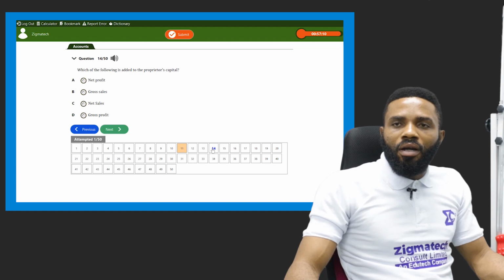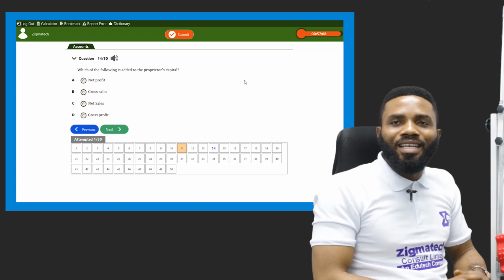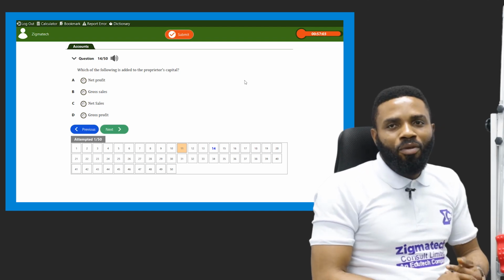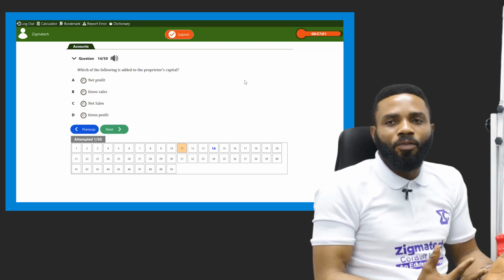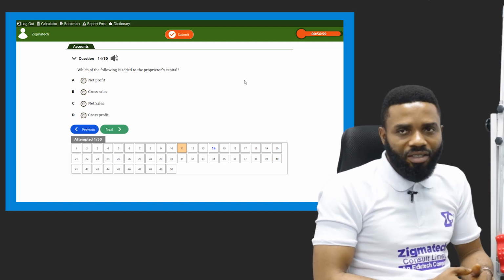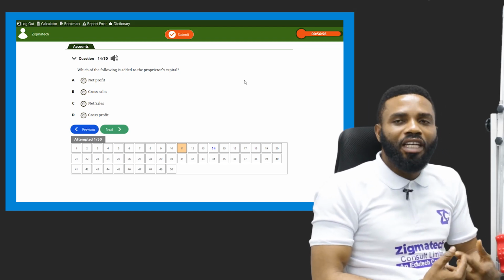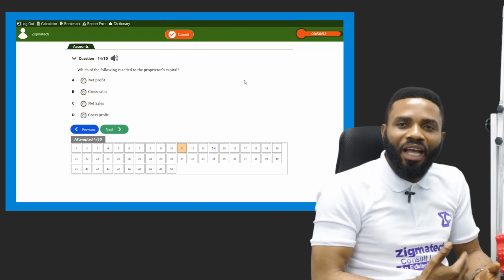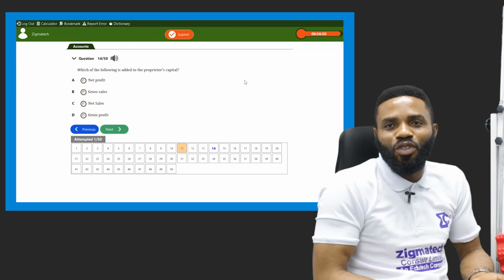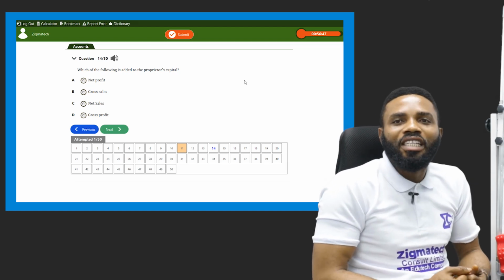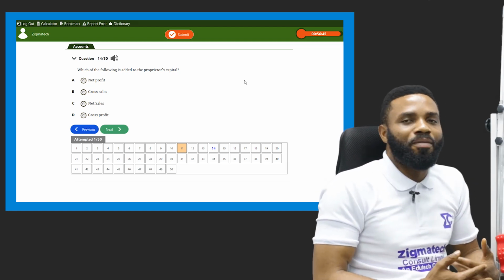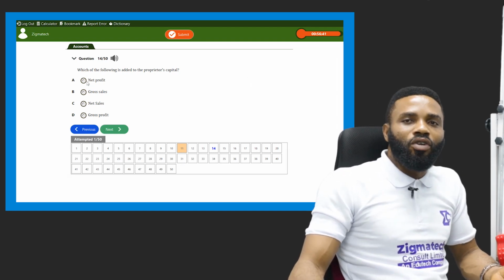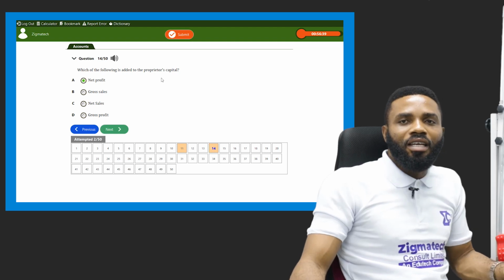They said, which of the following is added to the proprietor's capital? Whenever you've committed funds into a business, that money that you committed into the business is called capital. And what among these options will be added is a very straightforward question. What should be added is what? Net profit. Net profit is the profit you realize after you have deducted your total expenses. So the answer is A.